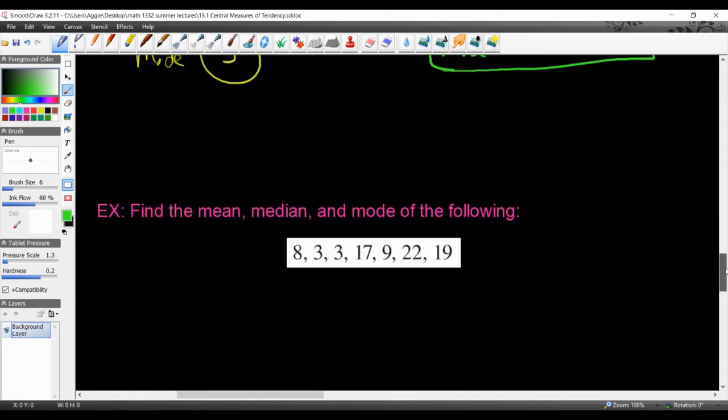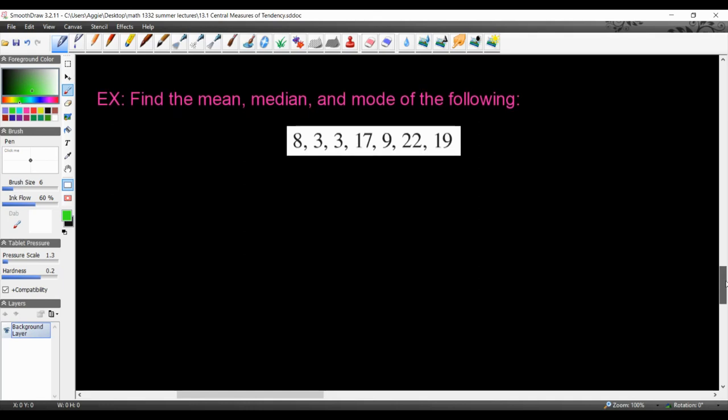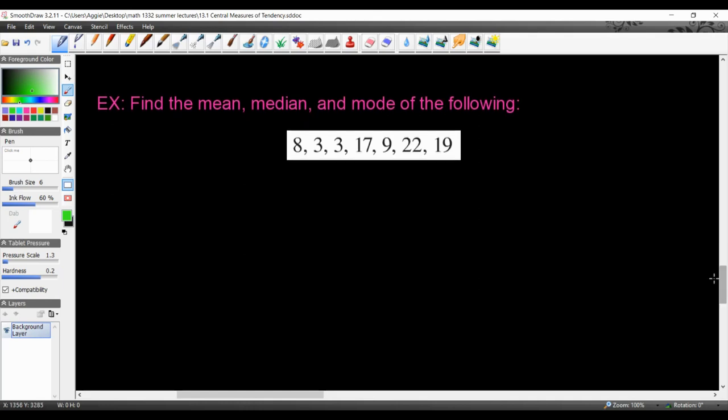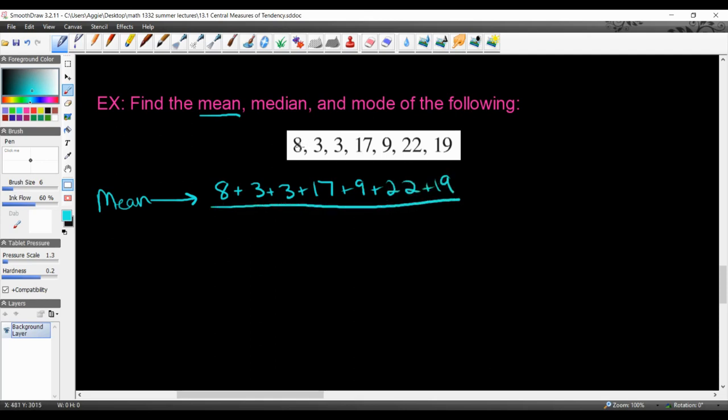All right. So with all that in mind, we're going to go ahead and compare these now. Find the mean, median, and mode of the following. I'm going to color code this, of course. So let's do mean in this color. So for the mean, we need to add everything up and divide it by the number of terms. So 8 plus 3 plus 3 plus 17 plus 9 plus 22 plus 19 all over, let's see, 1, 2, 3, 4, 5, 6, 7 terms.